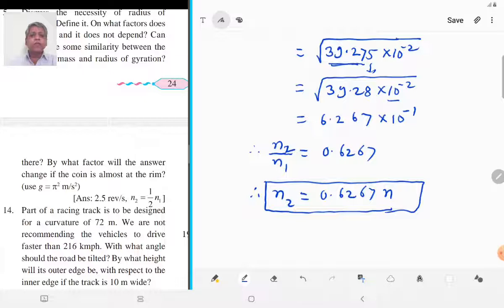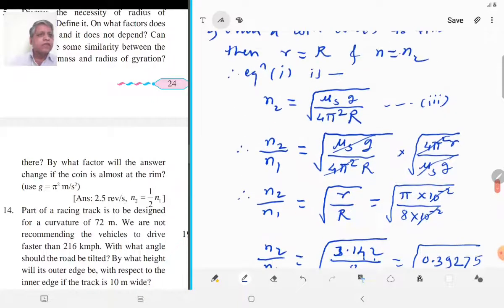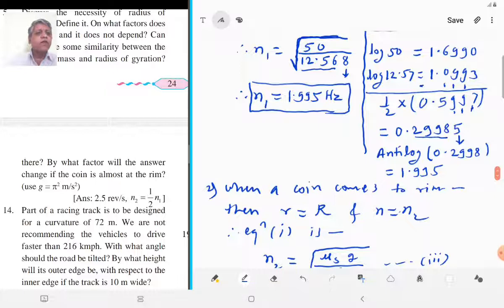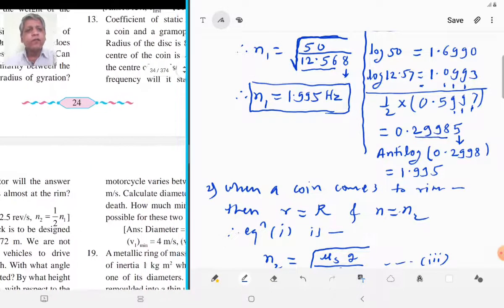The answer given in our textbook is N1 is equal to 2.5 revolutions per second, and N2 is equal to 1 upon 2 times N1, that is 0.5 times N1. Here the answers are different. N1 is equal to 1.995, that is nearly equal to 2, not 2.5. This is due to a printing mistake in our textbook.